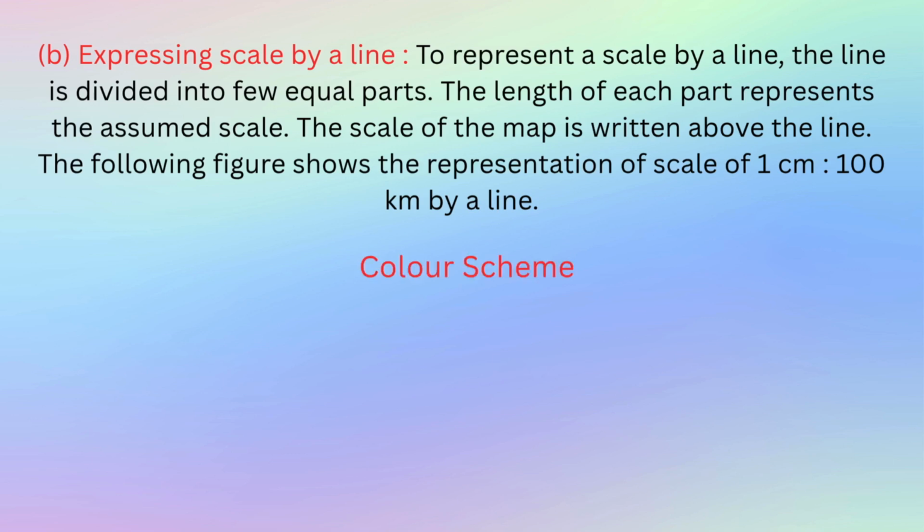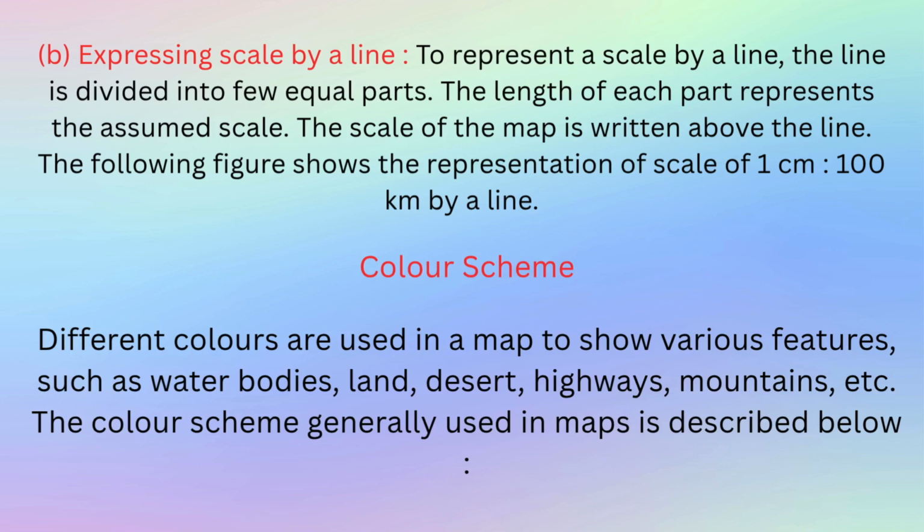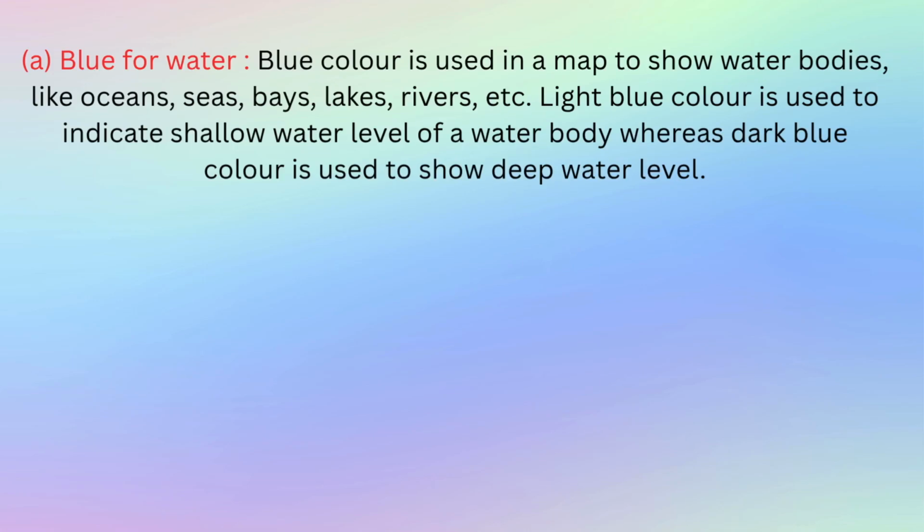Color scheme. Different colors are used in a map to show various features, such as water bodies, land, desert, highways, mountains, etc. The color scheme generally used in maps is described below. A. Blue for water. Blue color is used in a map to show water bodies, like oceans, seas, bays, lakes, rivers, etc. Light blue color is used to indicate shallow water level of a water body, whereas dark blue color is used to show deep water level.